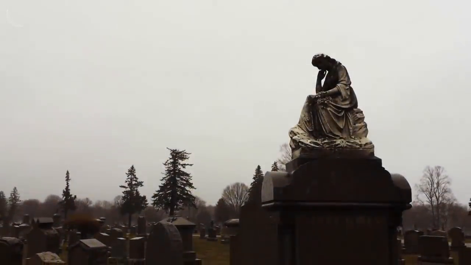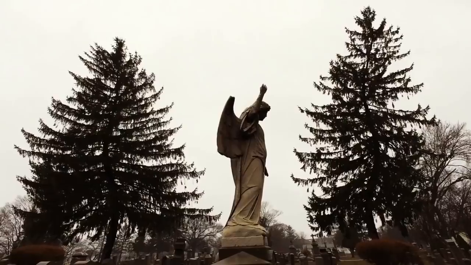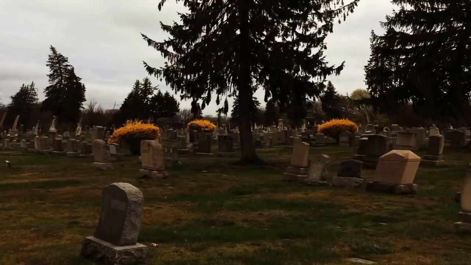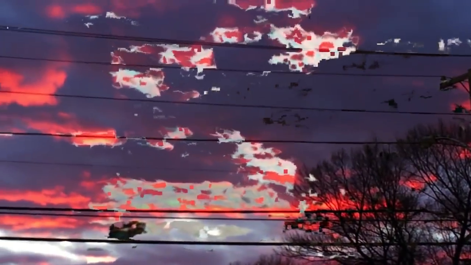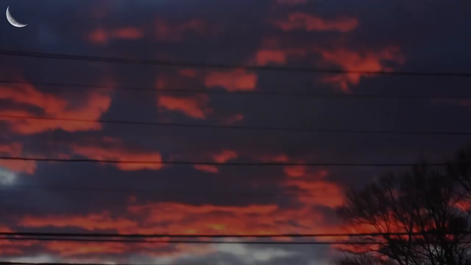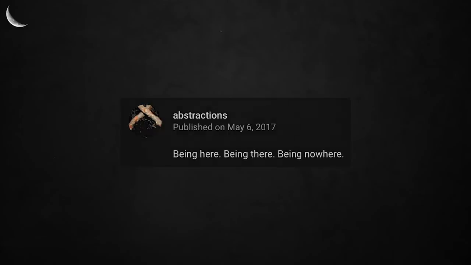Now, what I gathered from this is that the protagonist is struggling to live their daily life as they're stricken with grief of the loss they've suffered. Their mind keeps referencing back to the image of the cemetery since they know that's where their loved one rests. They can't grasp reality any longer, and so the description of the video, being here, being there, being nowhere, seems to tie into this perfectly.